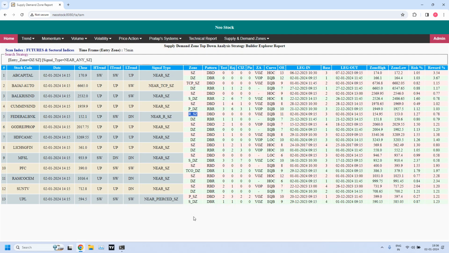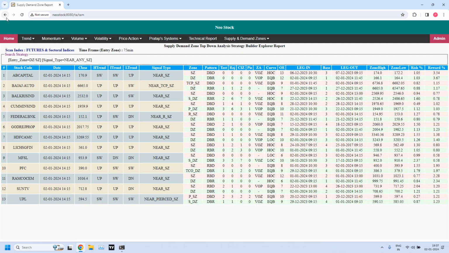So in 75 minutes time frame, 0 demand zones and 2 supply zones related to high liquidity we have identified. Total 4: one daily demand zone, one daily supply zone, and two 75-minute supply zones.